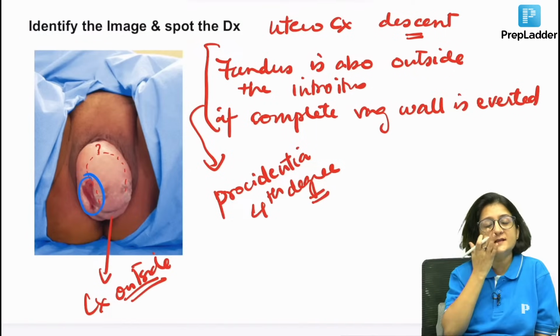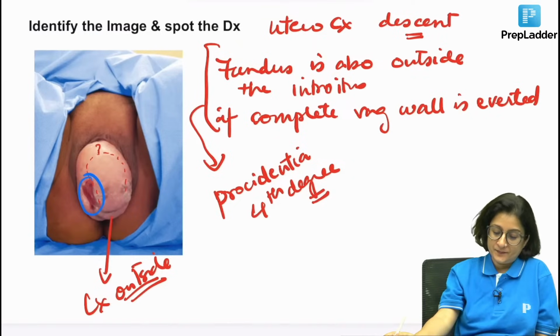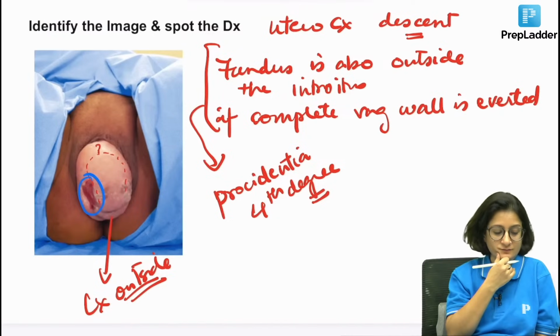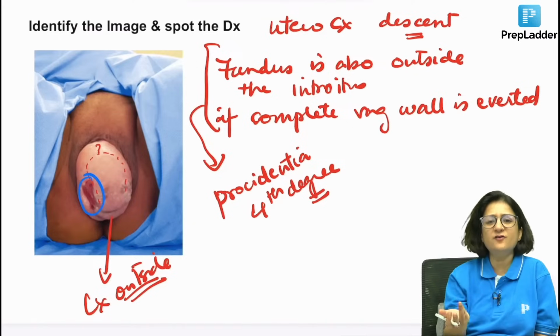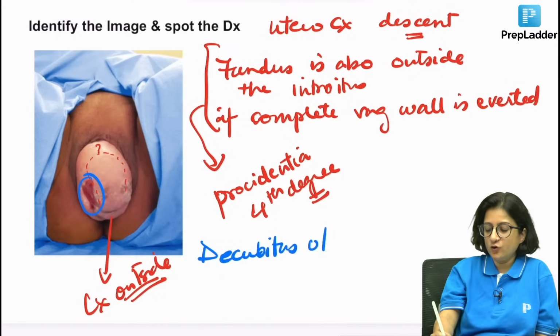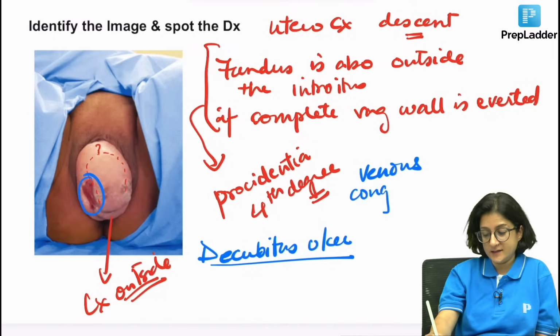And what is this thing on the cervix and on the vaginal wall? This ulcer. What is this ulcer? I have already told you. This is a decubitus ulcer. It is a venous congestion ulcer.